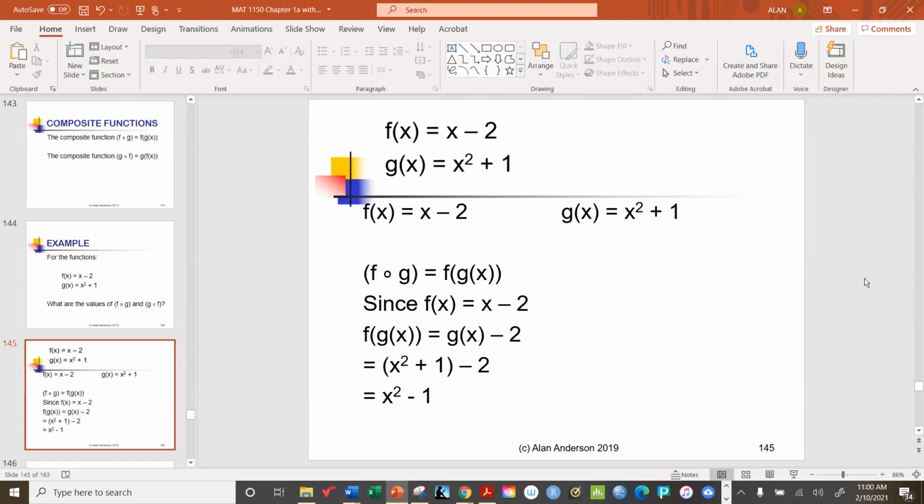So anyway, what we have to do is this, f of g of x. So what you're basically doing is everywhere you see x in this function, replace that x with g of x. Okay, so in this case, the original function was just x minus 2. So I'm going to replace x with this. This is a particularly simple case. So I end up with x squared plus 1 minus 2. And then when I get rid of the parentheses, it simplifies very nicely to x squared minus 1.